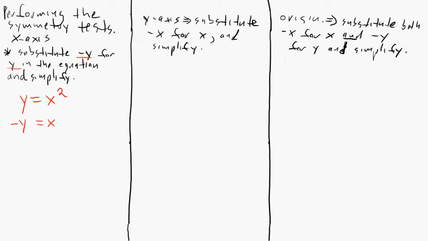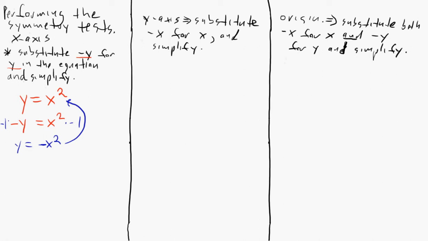The x stays the same. Now I simplify this by getting y by itself. I'm going to multiply both sides by -1 to get that y. Negative times positive, that's negative x squared. Now you can see that this equation is not the same as the original equation, so this equation, were we to graph it, would not show x-axis symmetry.